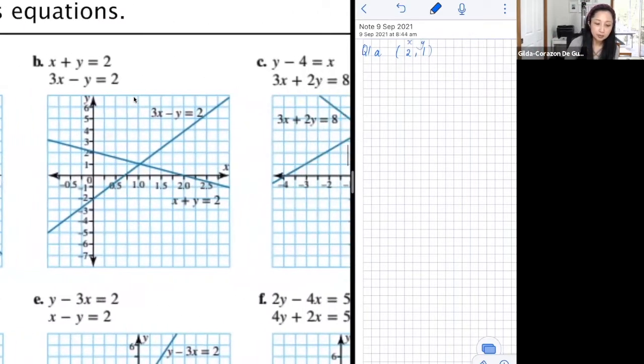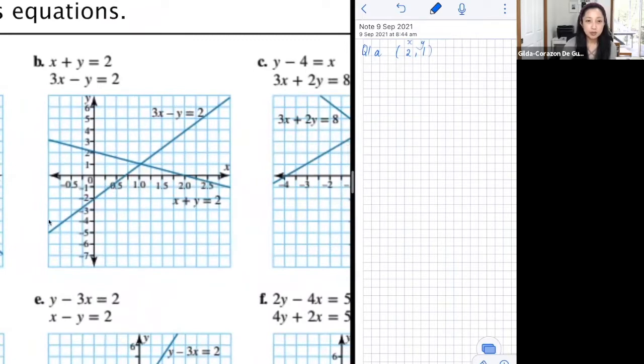So again, we have a look at question B. We're looking at 3x minus y equals 2 for this one, and this is x plus y equals 2. Right? The point of intersection would be 1, 1. Okay, so you can write B, the answer there is 1, 1. You can even write (1, 1), and they should just be the same.